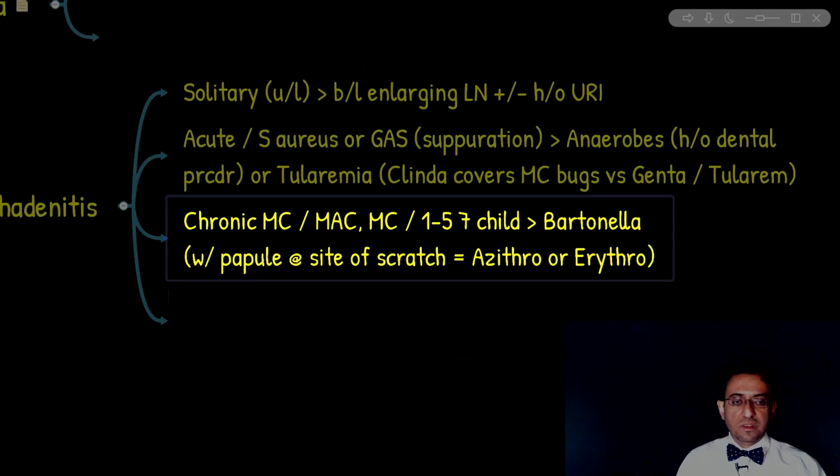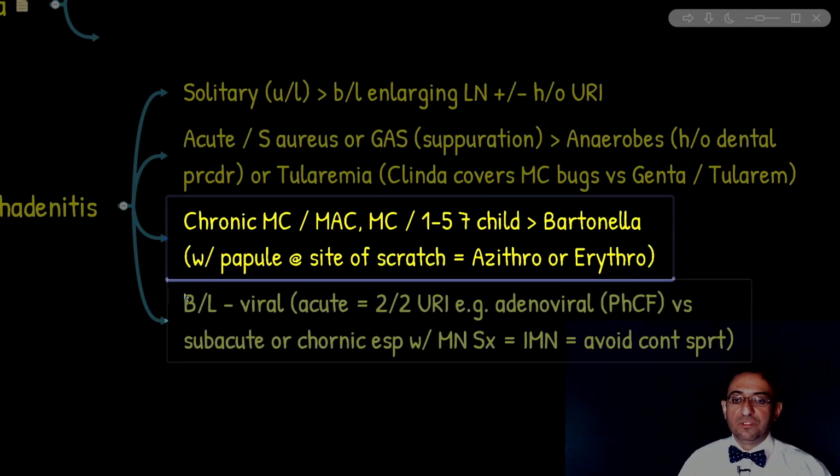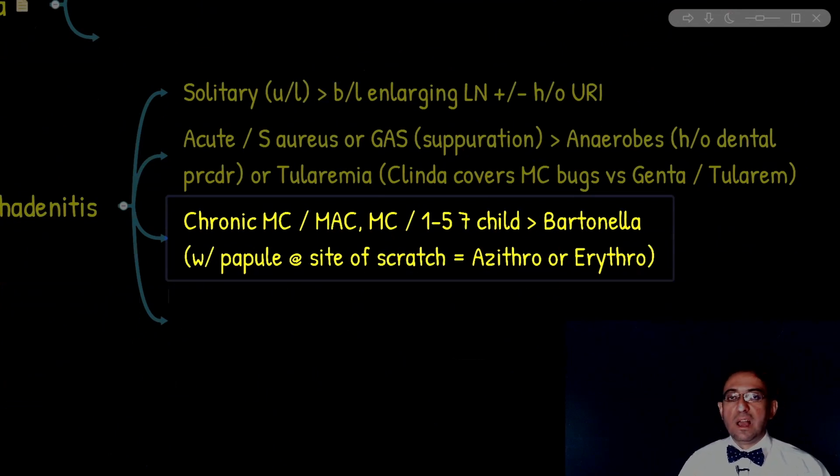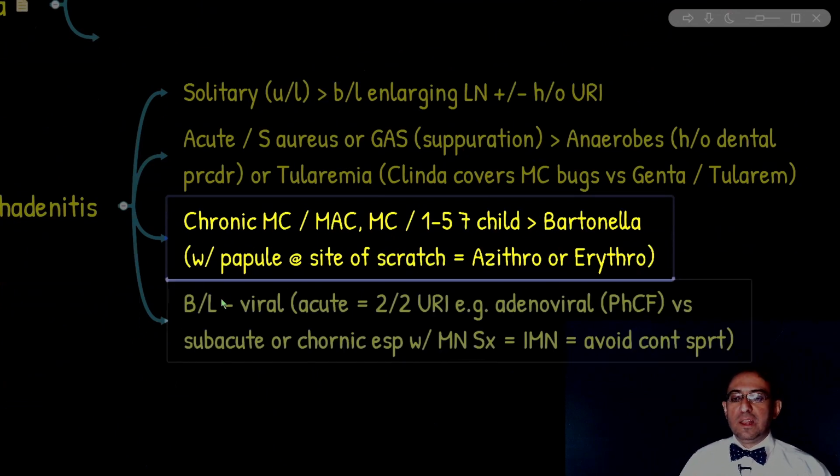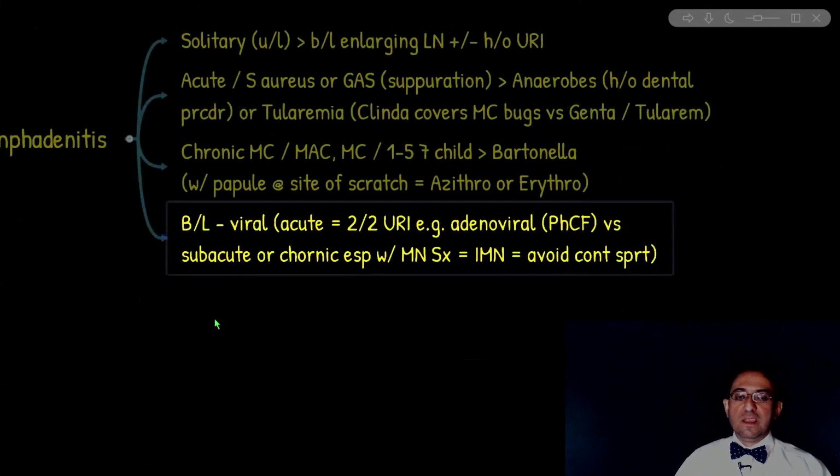Well, the patient has a papule at the site of a cat bite or scratch. In this situation, azithromycin is the drug of choice for both pathogens causing unilateral chronic lymphadenitis, both for Mycobacterium avium complex and also for Bartonella. We consider azithromycin. For Bartonella, we can also have doxy or erythromycin. And finally, we have the bilateral lymphadenitis. What are the possible diagnostic considerations?